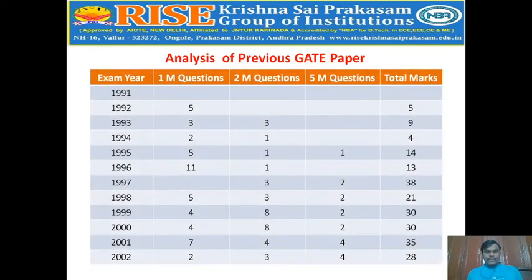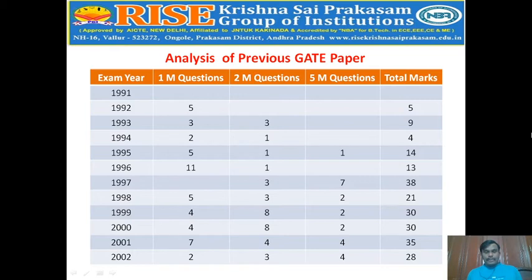From 1991 to 1994, there were 2 mark and 1 mark questions. In 1991, no question was given from electrical machines, so it is blank. In 1992, a 1 mark question was given and no 2 mark question, a total of 5 marks. In 1993, 3 questions of 1 mark and 3 questions of 2 marks, a total of 9 marks. In 1994, one 2 mark question and two 1 mark questions, a total of 4 marks.